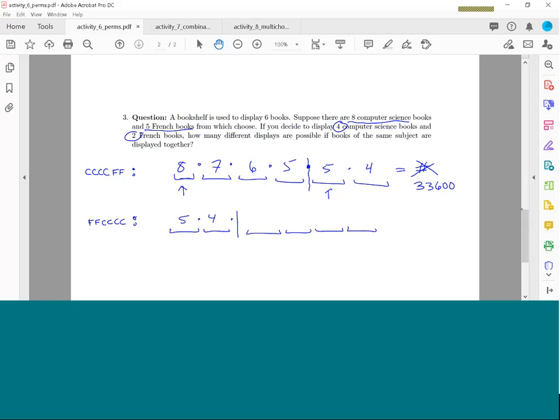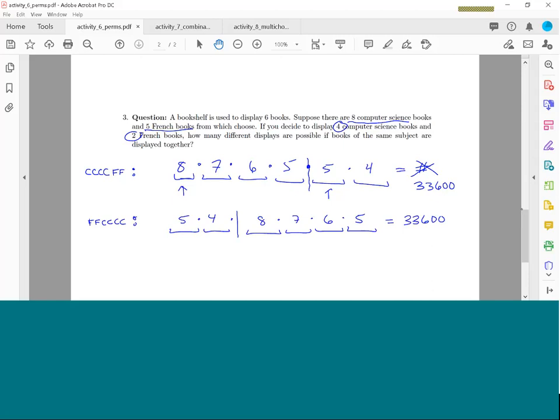So you'd still have the 5 times the 4 for the French books. You'd still have the 8 times the 7 times the 6 times the 5 for the computer science books. And I sneakily, while we were talking, grabbed a calculator and multiplied those numbers together because I did not want to do it all in my head, especially while I was talking. And this number turned out to be, when you multiplied it together, 33,600.